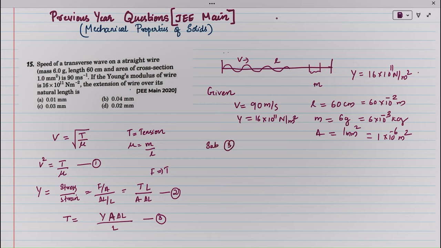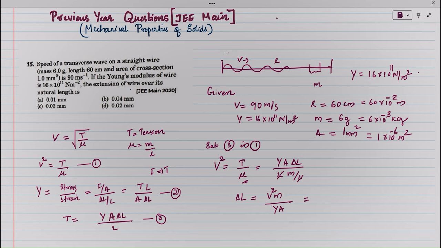Substituting 3 in 1, we get V square is equal to T by mu, which is equal to Y A delta L by L, divided by mu. What is mu? Mu is the mass per unit length. We are cancelling the length and calculating for delta L, that is, we have to find the extension. That is, delta L is equal to V square M by Y A.